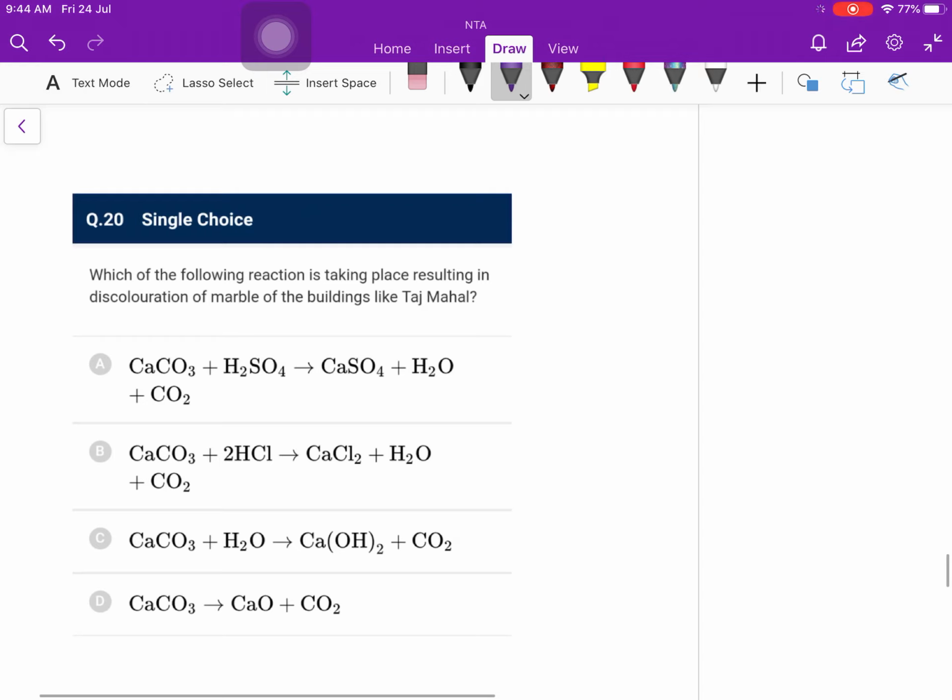Which of the following reactions is taking place resulting in decoloration of marble? Marble is CaCO3, and decoloration takes place due to acid rain. Acid rain is mainly from oxides of sulfur and nitrogen. So H2SO4 reacts with CaCO3.